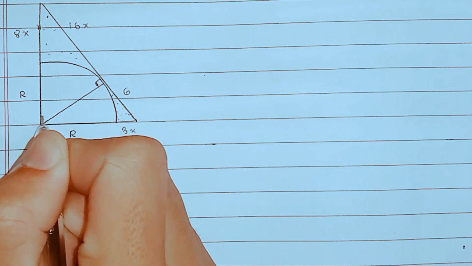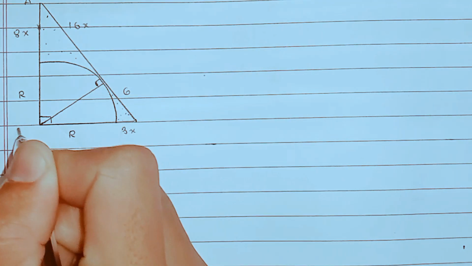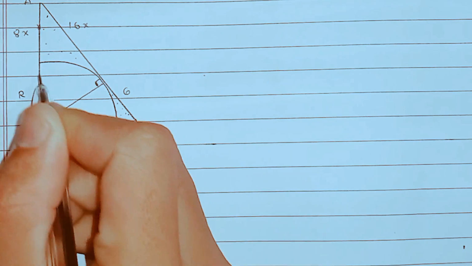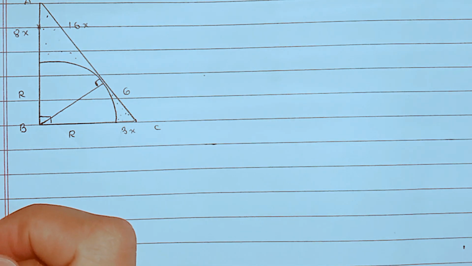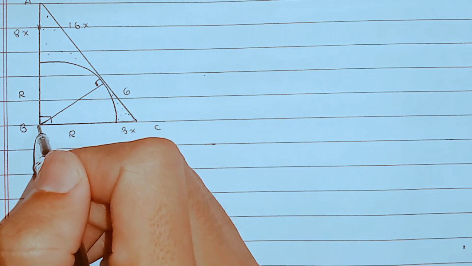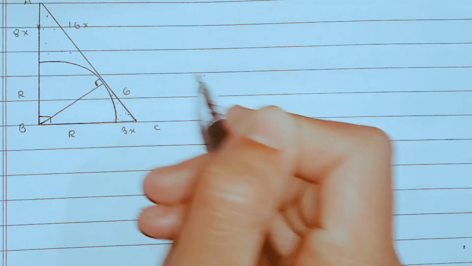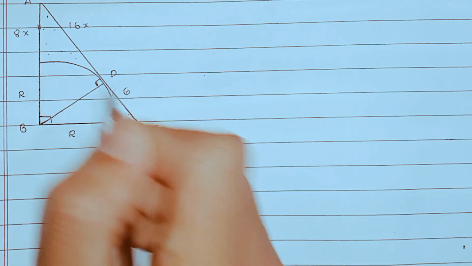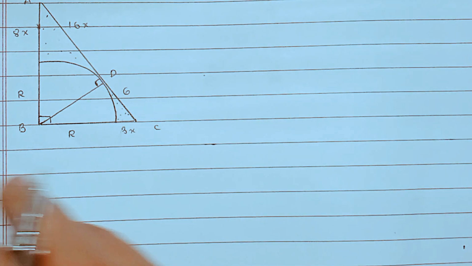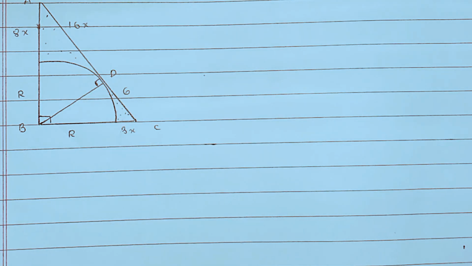We have a right angle triangle ABC, which has a quarter circle in it, and the diameter BD is the line joining the right angle to the hypotenuse of the right angle triangle.